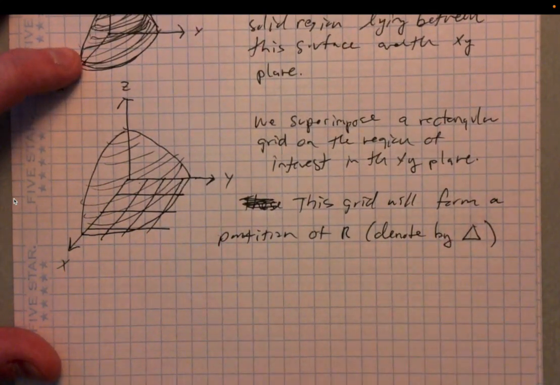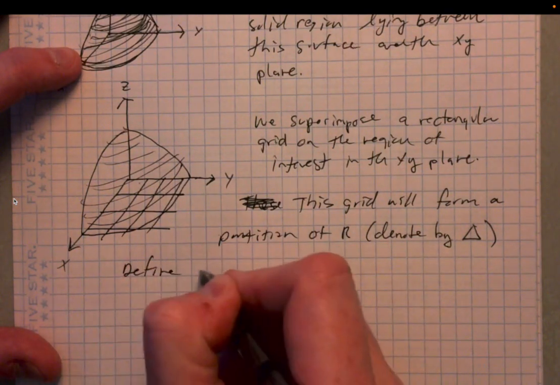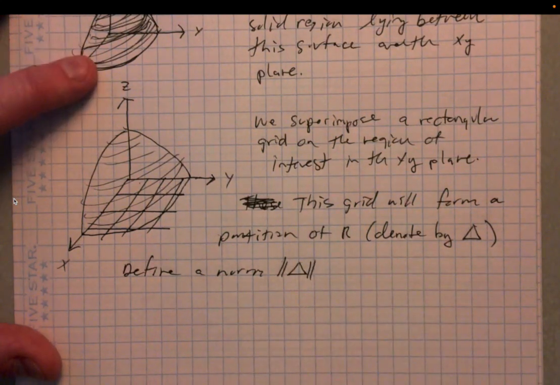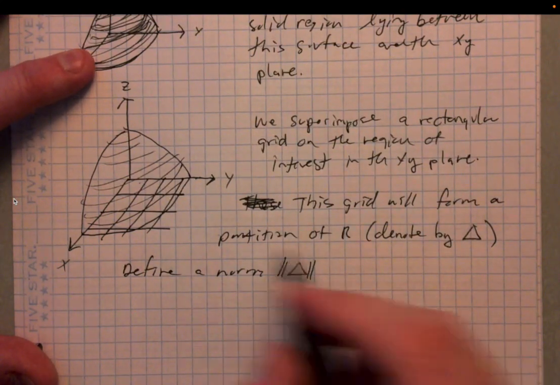And for this partition, we can define a norm on the partition, and we'll denote it in the same way as before. Define the norm to be the length of the longest diagonal of these rectangles.